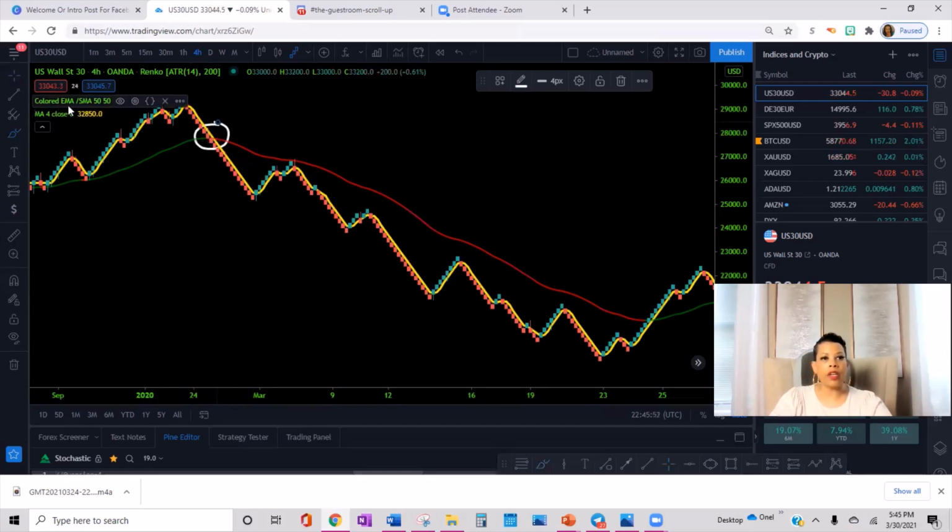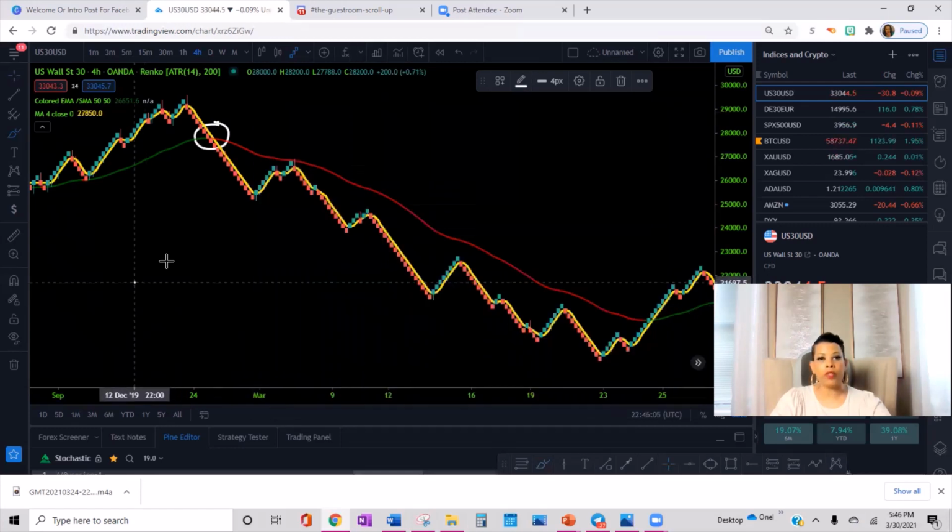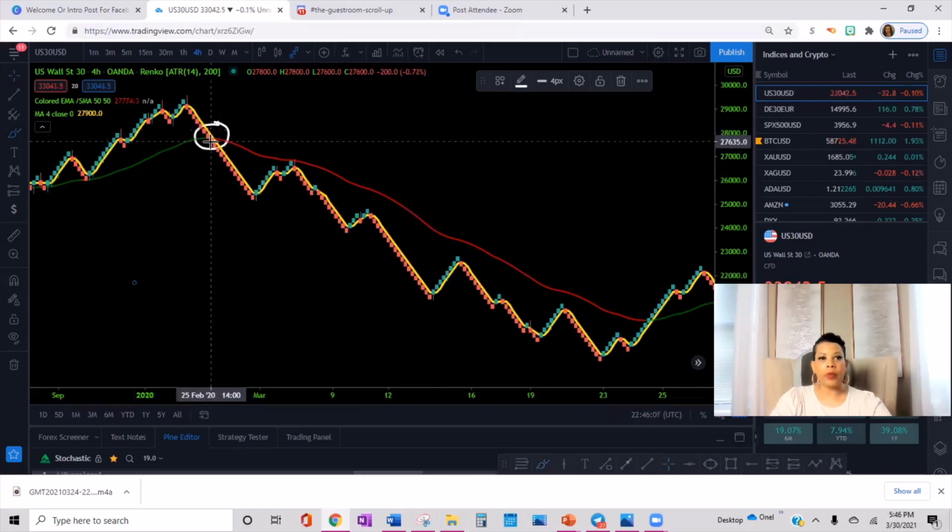if I use this color EMA SMA. It's right here. This is what it looks like in my list. Where'd you go? Moving average color EMA SMA. Right there. That's the one that you want to use. And again, look at what happens when it crosses.